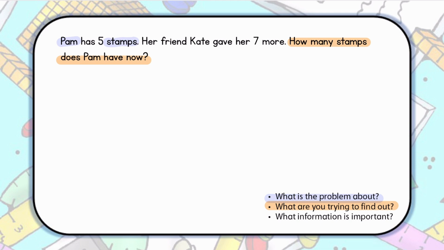What information is important? Well, it's important to know that she had 5 stamps. It's also important to know that her friend Kate gave her 7 more. Okay, we now have enough information to begin solving the problem.